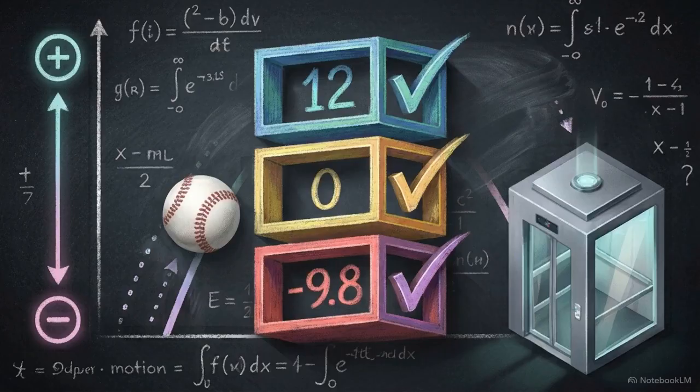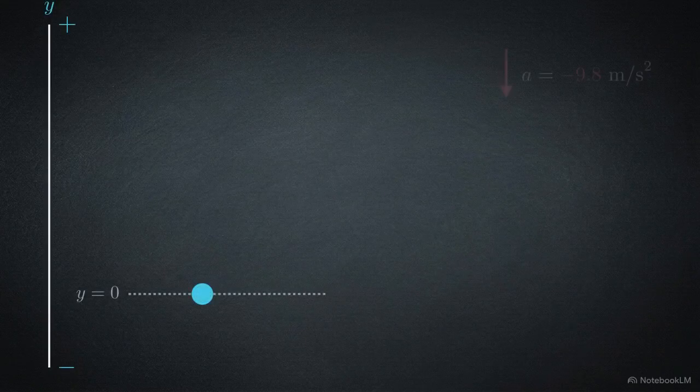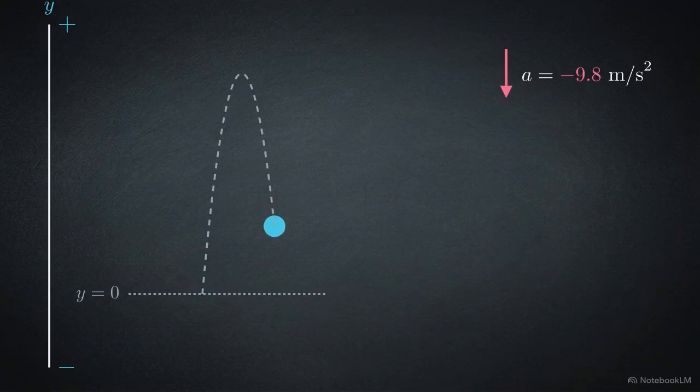By translating these physical descriptions into numerical values, we secure the 3 variables necessary to solve any kinematics problem. Consistency with signs is critical. If we define the upward direction as positive, gravity is a downward force. Therefore, acceleration remains negative 9.8 throughout the entire flight, even while the ball is moving up.